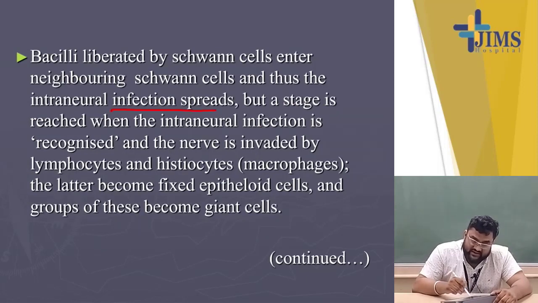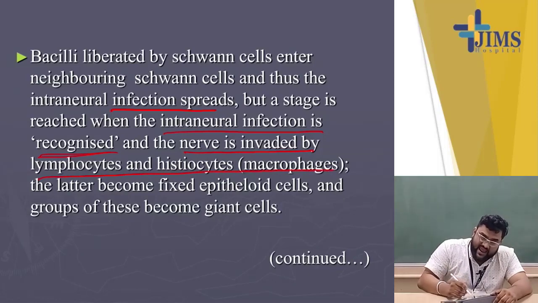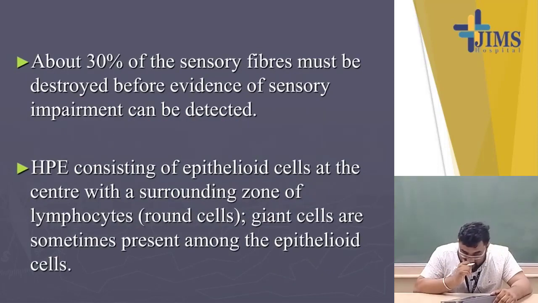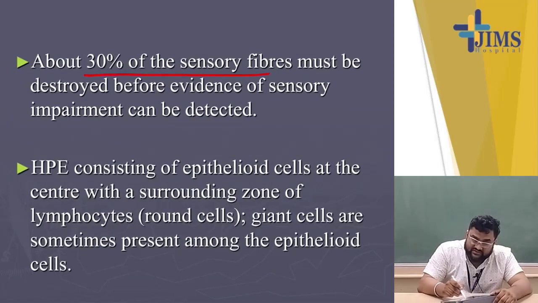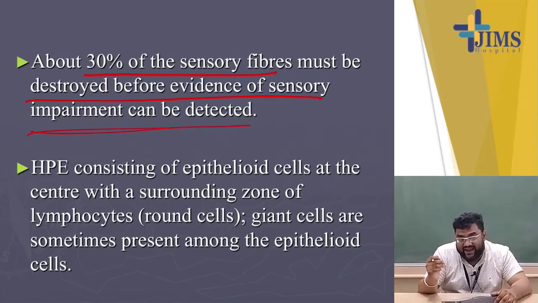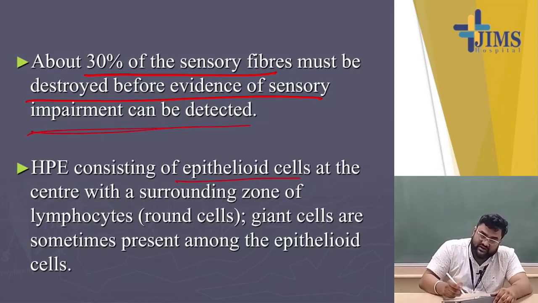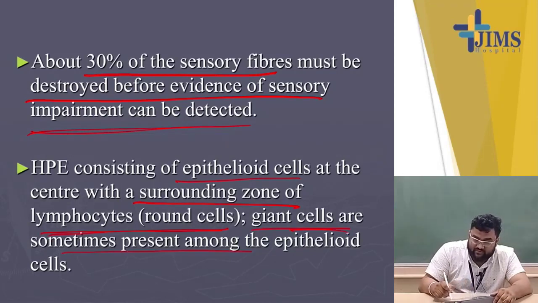But a stage is reached where the intraneural infection is recognized and the nerve is invaded by lymphocytes and histiocytes, mainly macrophages, and they become fixed epithelioid cells, and the group of these becomes giant cells, and they fight against the bacilli. About 30% of the sensory fibers must be destroyed before evidence of sensory impairment can be seen, that is mainly a hypoanesthetic patch. Histopathological examination shows epithelioid cells at the center with a surrounding zone of lymphocytes, that is round cells. The giant cells are sometimes present among the epithelioid cells.